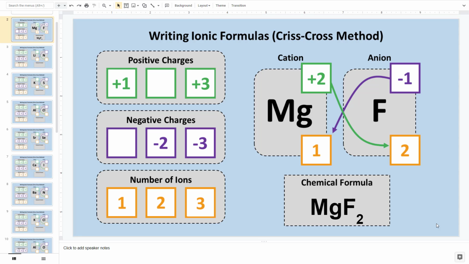Remember that the chemical formula has to be in the lowest integer ratio of the ions. So if you had 2 of each, you would just put 1 of each ion because they balance their charges out to make a neutral compound. And that's how you do this activity.